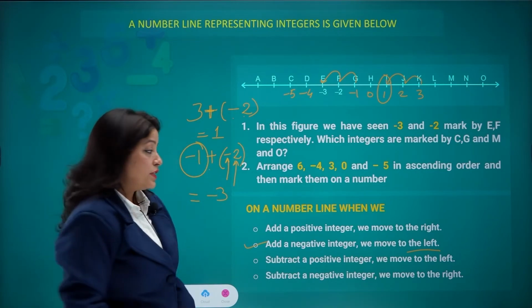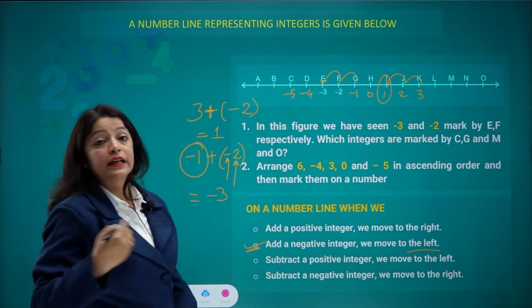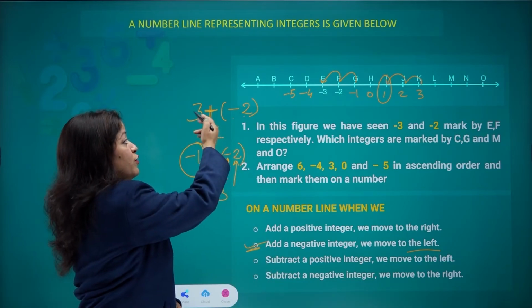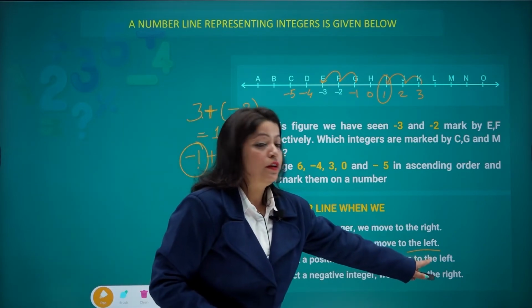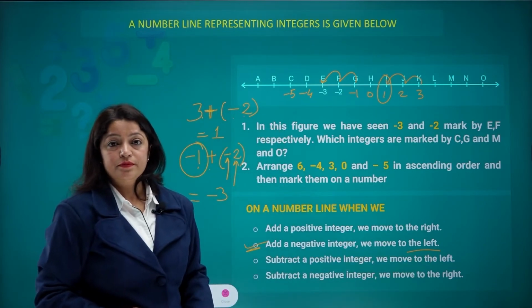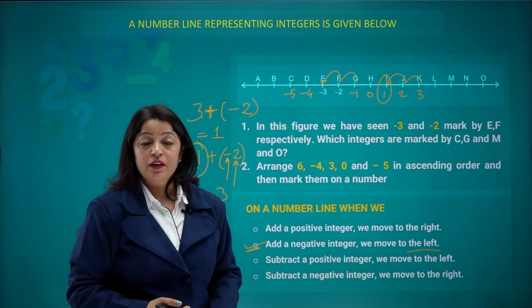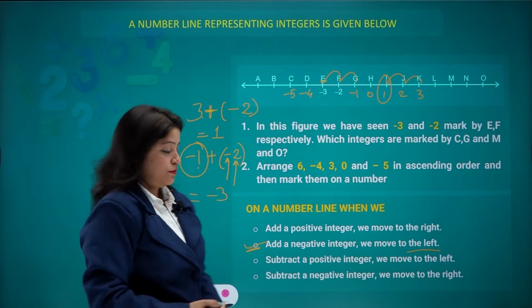So this is very clear: whether you are adding a negative integer to a positive or to a negative integer, in both cases you have to move to the left-hand side. I hope it is clear. Moving on to the third law now.